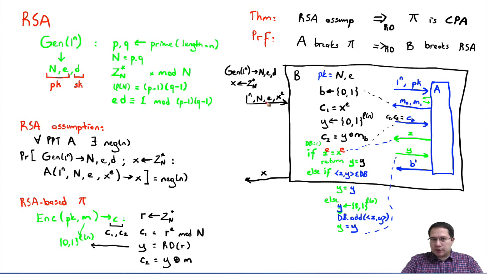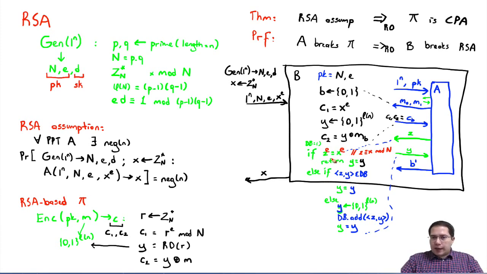B is given E, so it knows E. It can compute Z to the E given Z. It knows X to the E, so it can compare these. And remember, this comparison essentially means that Z and X are equivalent modulo N. So we are not losing anything important by changing this comparison.